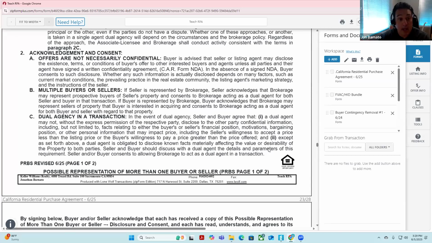You see it right there, 2A. Offers are not necessarily confidential. I could tell you, buyer, what the other offers are, and I could tell you how to be the best offer. But you have to be willing to go there. If you want that information, I can provide it. But it's up to you to write the offer that will be accepted by the seller.